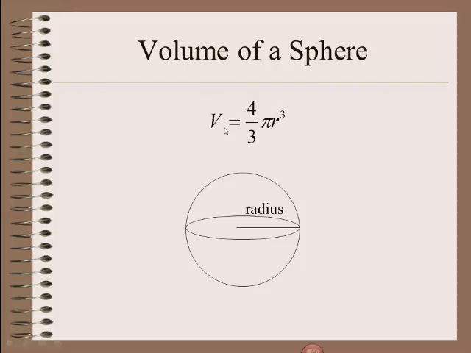Now, when you write your formula down, this is what you're going to write. But to solve it, you actually want to do 4 times 3.14 times radius times radius times radius equals, and then divide by 3. Go ahead and hit pause and copy that down.